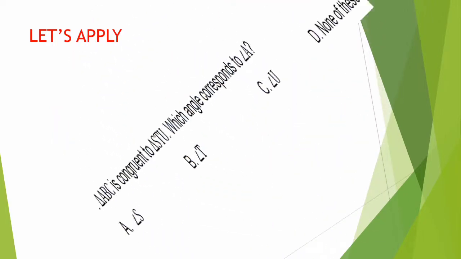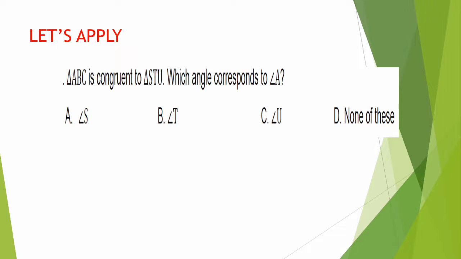Question number 3. Triangle ABC is congruent to triangle STU. Which angle corresponds to angle A? Letter A, angle S. Letter B, angle T. Letter C, angle U. Letter D, none of these. And the correct answer is letter A. So angle A corresponds to angle S.